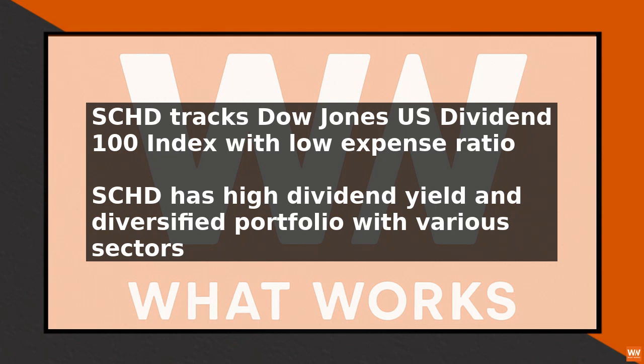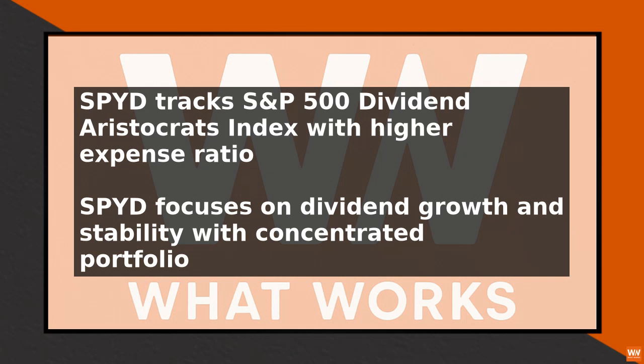Both ETFs track a dividend-focused index, but they have different underlying indexes and investment strategies. SCHD tracks the Dow Jones US Dividend 100 Index, which consists of 100 high dividend-yielding stocks. The fund has a low expense ratio of 0.06% and a high dividend yield of around 3%.